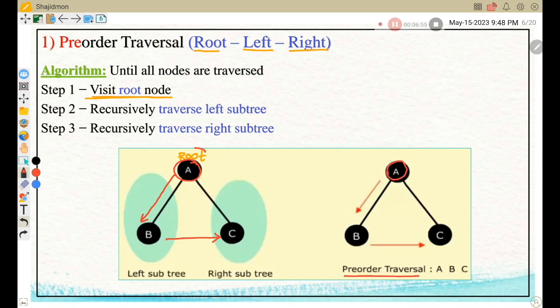So what is the pre-order traversal here? A, B, C. First A is visited, then B, then C. Hope you understood how we do pre-order traversal. You can see this idea: first the root vertex we visit, then the left vertex, then the right vertex. Like that it continues. Hope you understood.